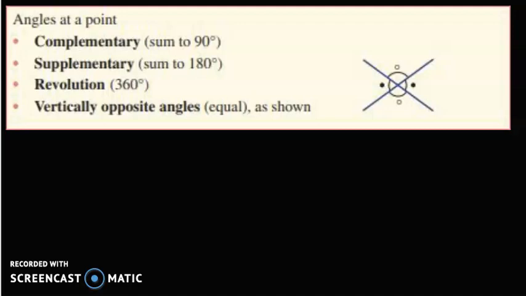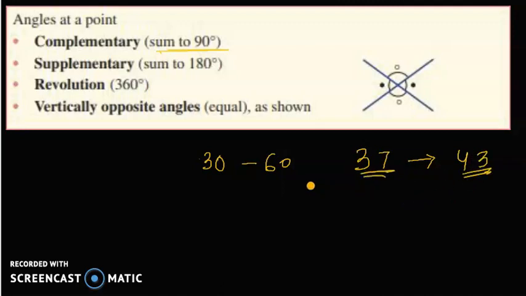So the very first term you can see here is complementary. Complementary is when the sum total is 90. For example, if an angle is 30 degrees, its complementary angle will be 60 degrees. If any angle is 37 degrees, its complementary will be 90 minus 37. So 90 minus 37 is how much? 43. This is how we find out the complementary of an angle.